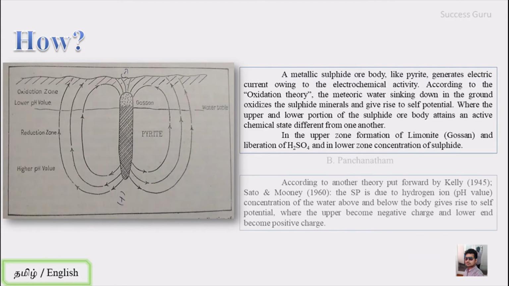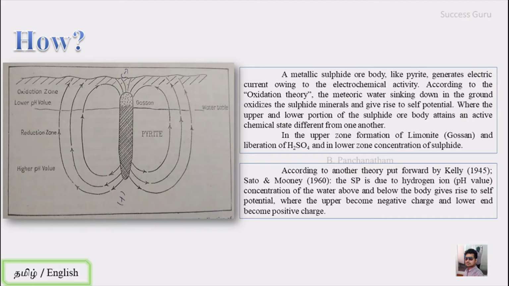The second theory was proposed by Kelly in 1945 and Sato and Mooney in 1960, that the SP effect is due to the hydrogen ion concentration, also known as the pH value of the water, above and below the ore body, and that gives rise to the self-potential values, where the upper becomes the negative charge and the lower becomes the positive charge. So this is the second theory. These are the two main theories for the origin of this SP effect.